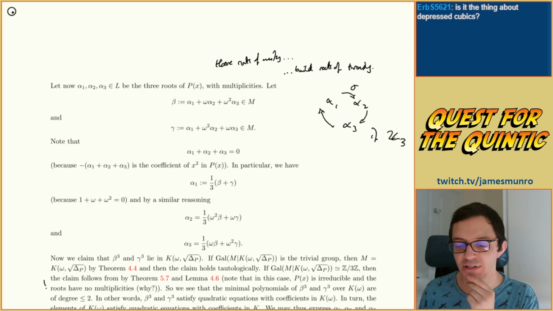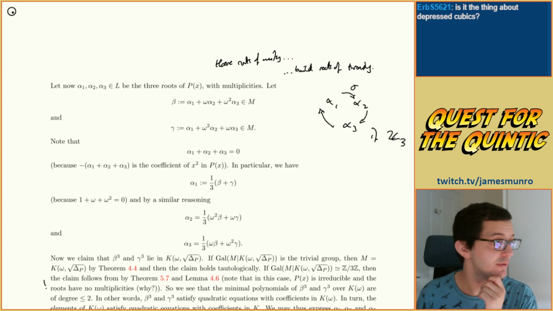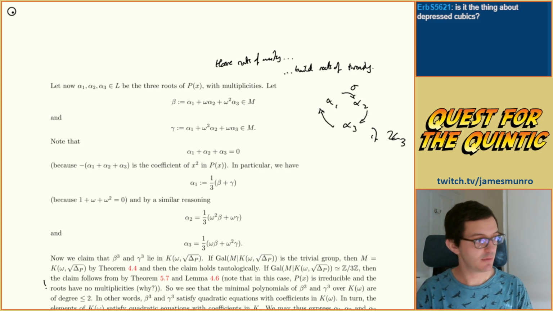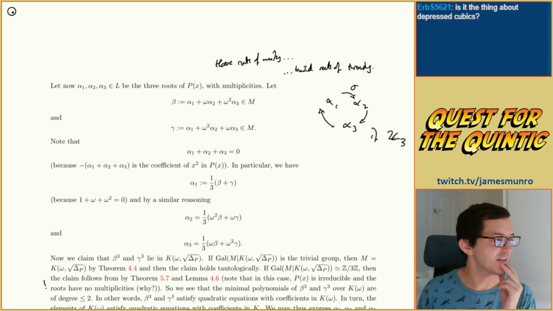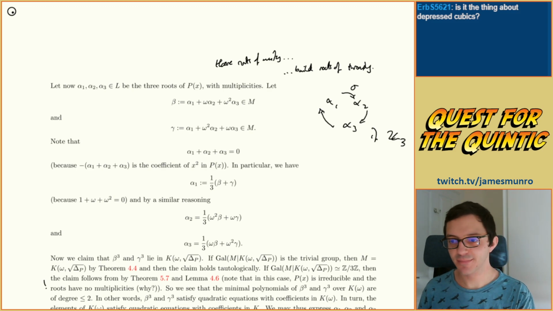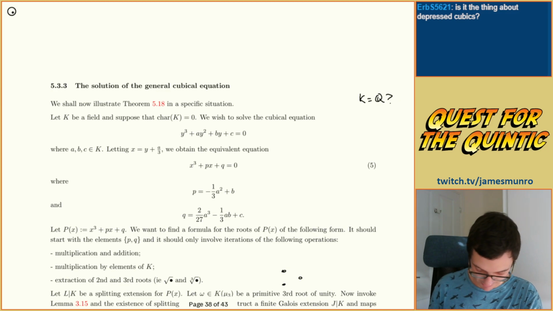Is that called a depressed cubic? Good question. I've heard that term before. Yes, that's called a depressed cubic. Thank you, Herb. I'm going to mark that on my notes.